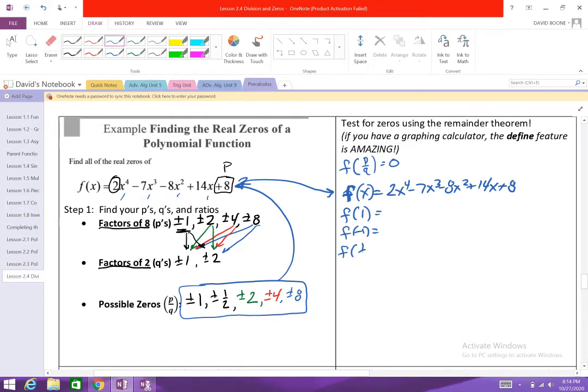F of 1/2, find out what that answer is. F of negative 1/2, find out what that answer is. F of 2, f of negative 2, and then find f of 4, f of negative 4, and then f of 8, and f of negative 8. So find out which one of these comes out to be 0?